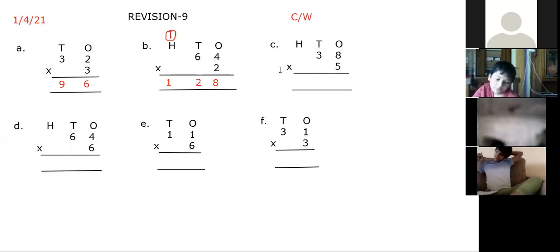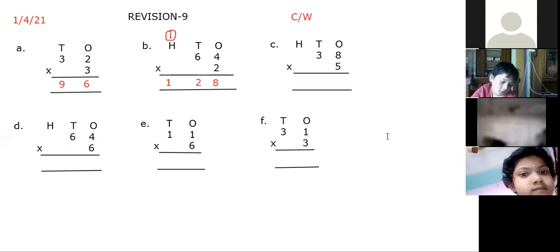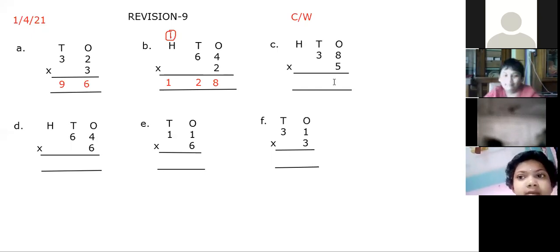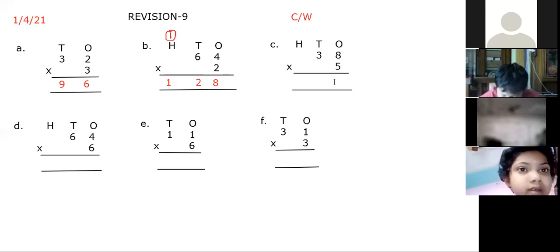Tanishka, please read the third question. 38 multiplication. Tanishka, read properly and read again. 38 multiplied by 5.